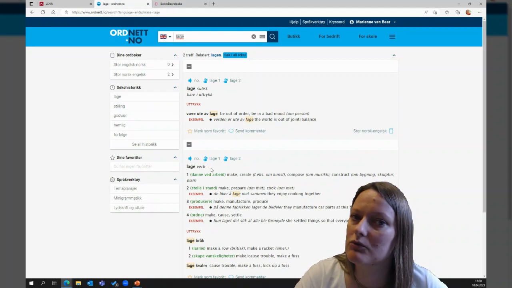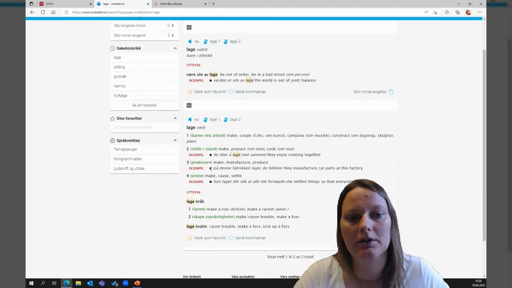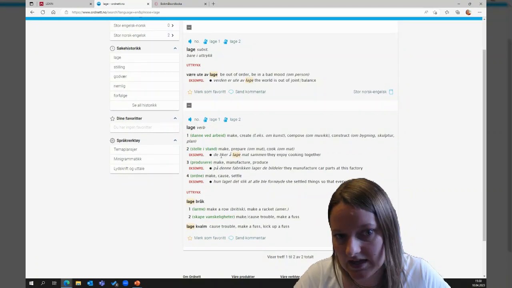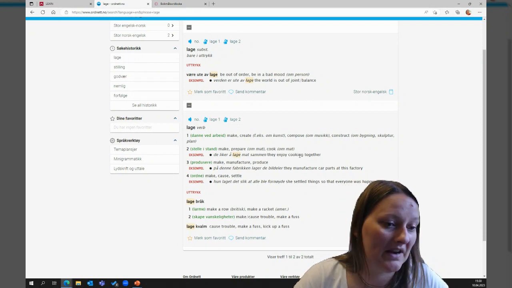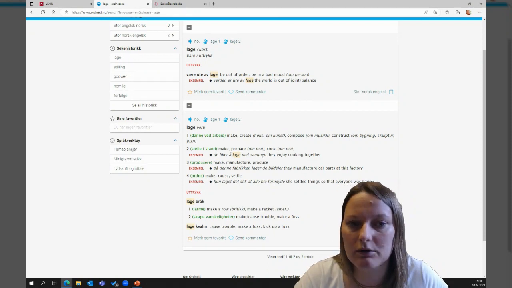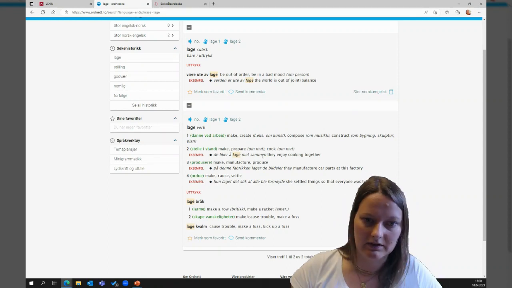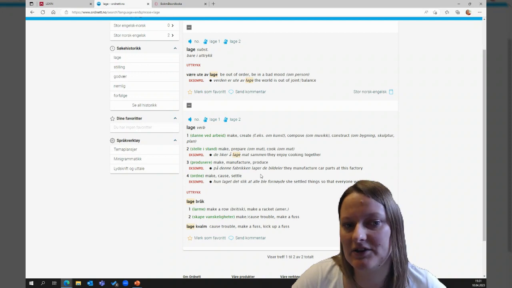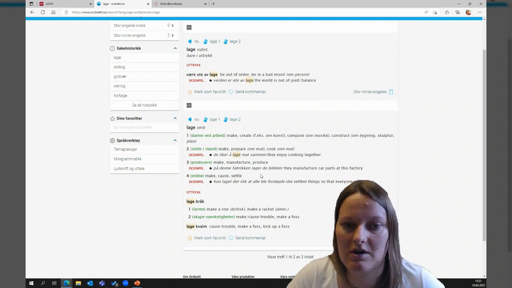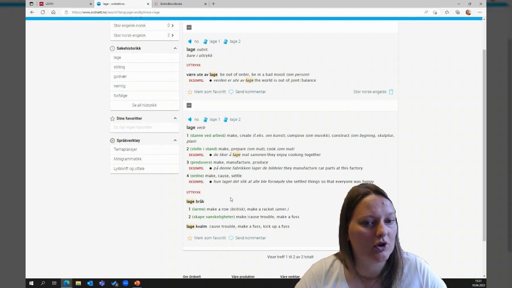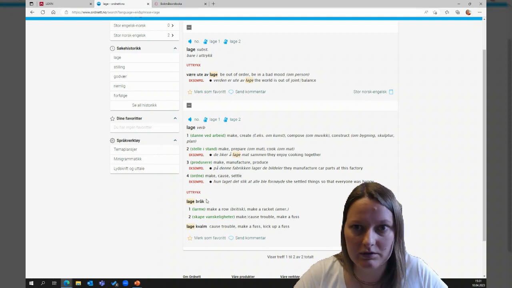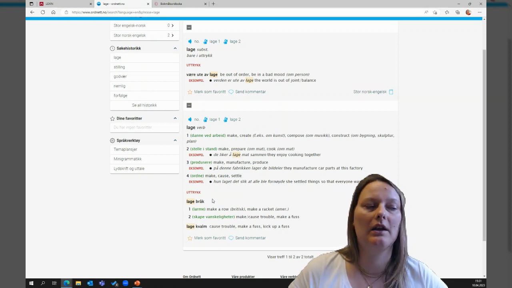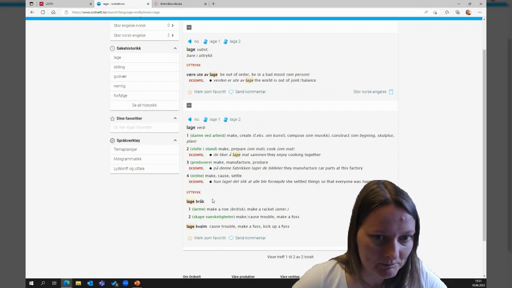What I like so much about ordnet.no is that they give a lot of example sentences. So you can see the word put to use and what they mean in English. So de liker å lage mat sammen, they enjoy cooking together. Or på denne fabrikken lager de bildeler, they manufacture car parts at this factory. Also, expressions like å lage bråk are included in this dictionary, which is something that I personally really like. They're good at including expressions with these words.